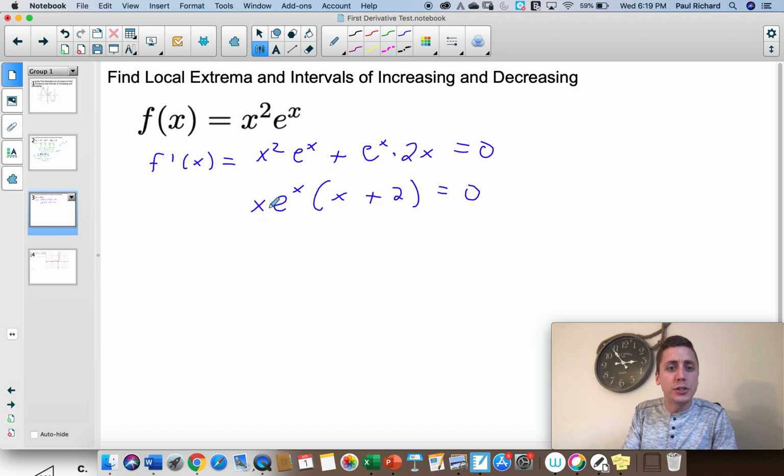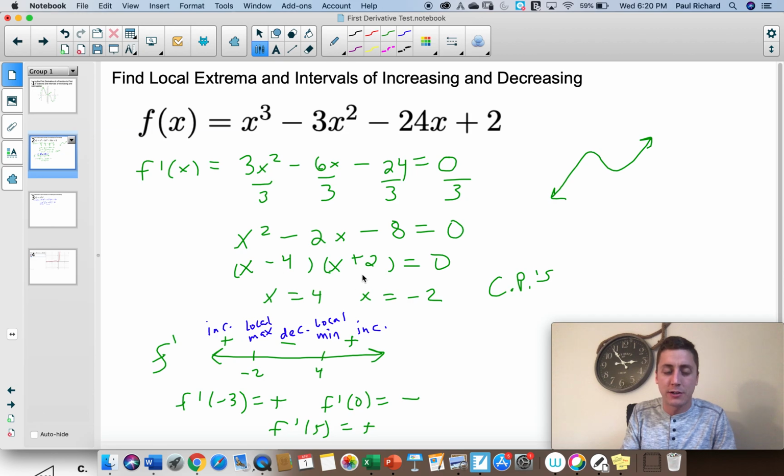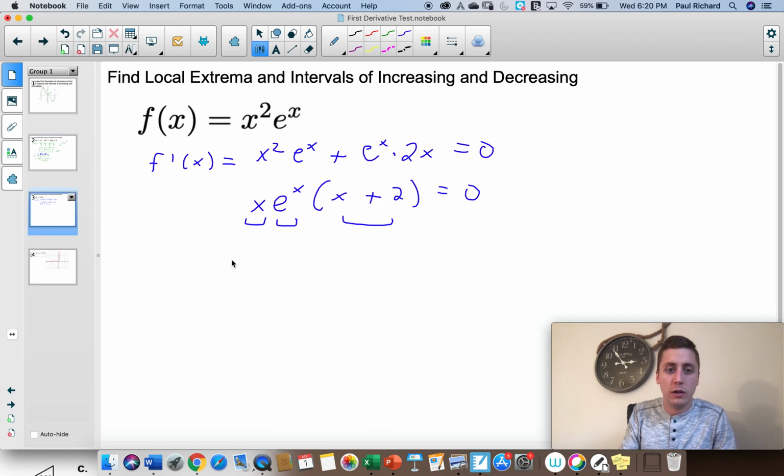I'm going to set each of these things equal to 0 by the zero product property. This guy right here, and this little guy right here. They each have to be set equal to 0 to find my critical points. Just like earlier, I set these two factors equal to 0. So for this problem, we have x equals 0, e to the x equals 0, which never happens, and then x plus 2 equals 0.